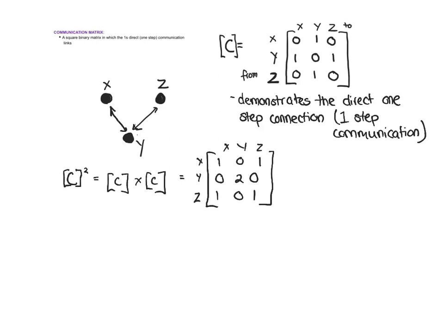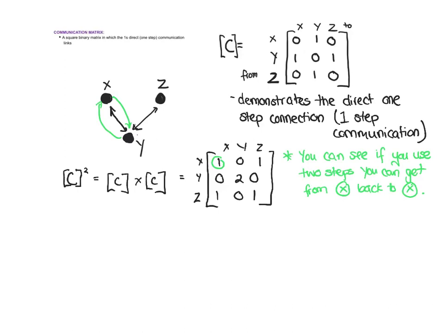Okay, so just to explain this, you can see that you can use two steps to get back to X from X. So if we're talking about this thing here, for two steps, I could go from here and then go back there, and there's one way I can use two steps to get back to X. Now, if you look here in the two-step communication matrix, it says we have two options of using two steps to get from Y back to Y.